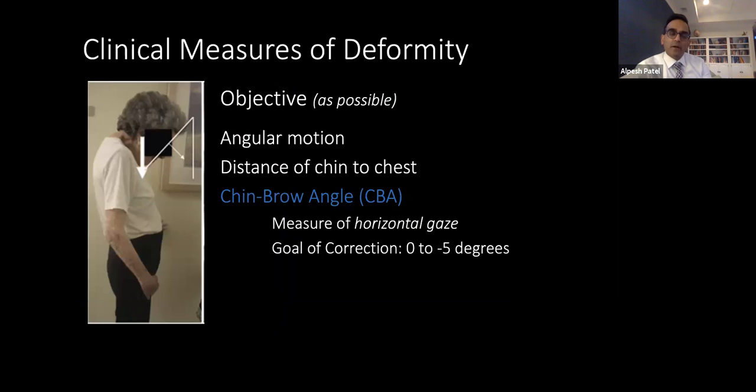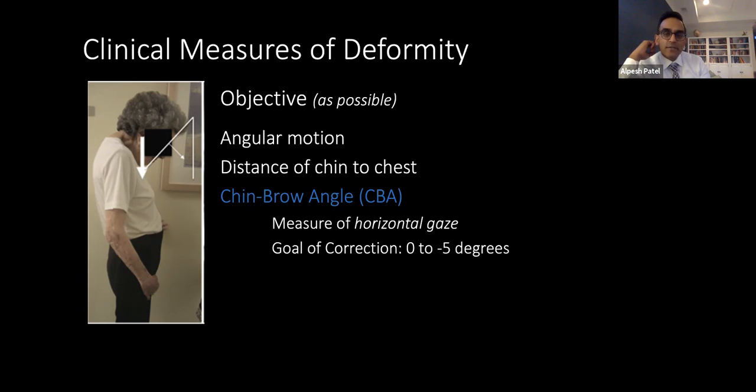The last things to talk about are probably some of the clinical measures of deformity. Again, these are as objective as possible. We look for things like angular motion. You can look at the distance from the chin to the chest, 1, 2, 3 finger breadths. I'm not sure how objective that is. Everyone's fingers are a little bit different sized, right? But the one that we probably lean on the most is this concept of a chin-brow angle, which is shown in the picture on the left here.